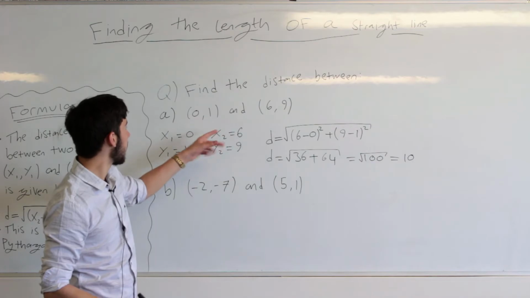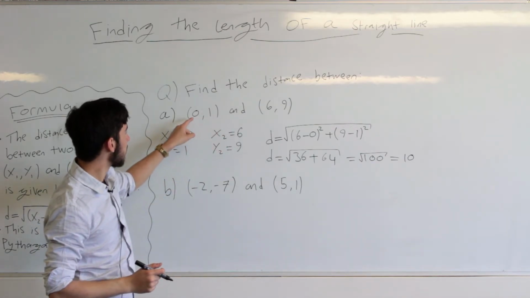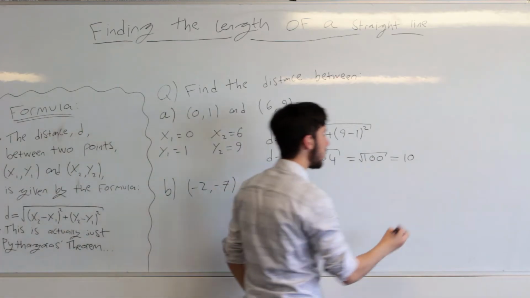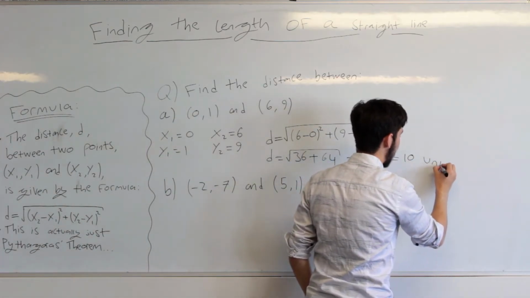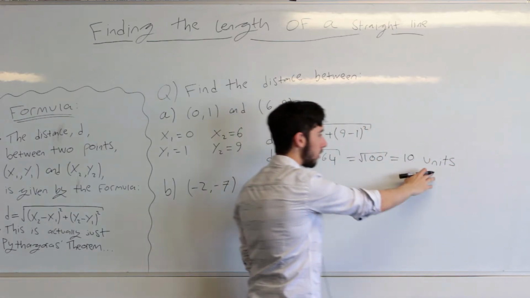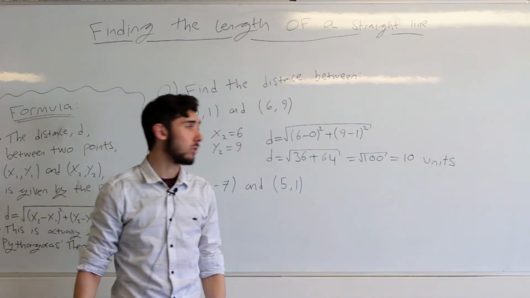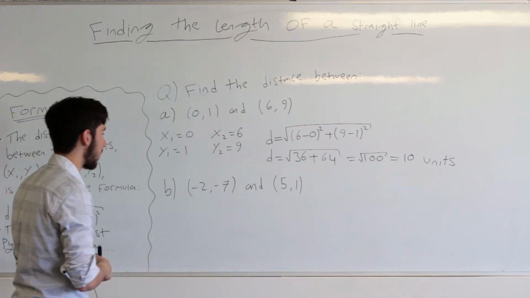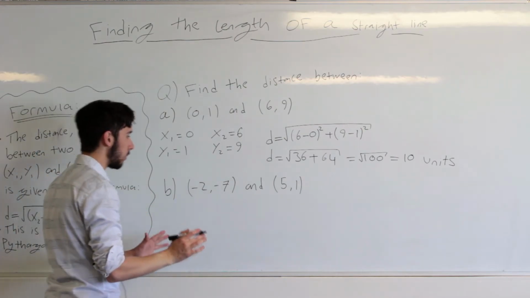So the answer to this one, the distance between (0, 1) and (6, 9) in a straight line, is 10 units. You would normally put the word units. You'll probably get the mark if you don't, but it's good practice to write 10 units as your answer. Okay, now for this one, this is a little bit harder.